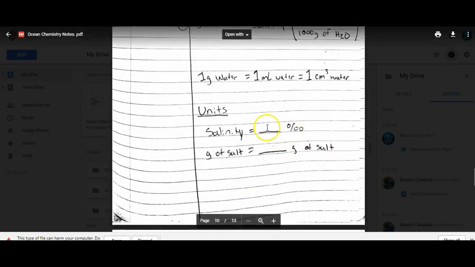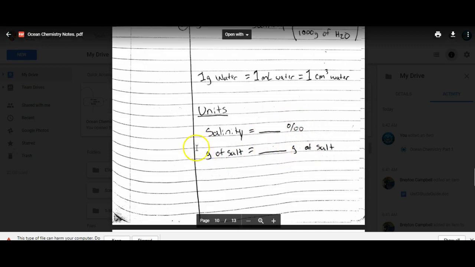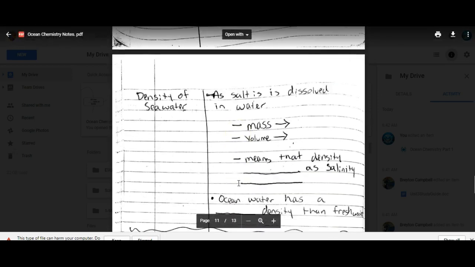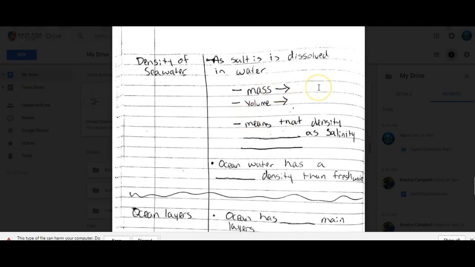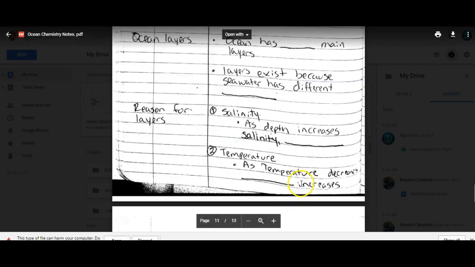Down over here, just units. This is supposed to be blank, and this is supposed to be blank. This just means parts per 1,000, and when you give me units for grams of salt, just put grams. Don't get them mixed up. Density of seawater, again, make sure you know that the mass increases a lot, but the volume doesn't change very much, which changes the density. Over here, make sure you know that it has 3 main layers.